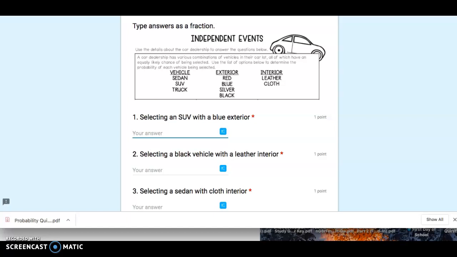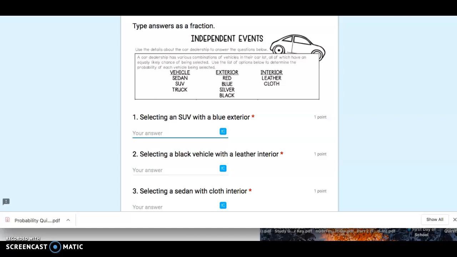So yesterday we talked about independent events. And we know that we have to multiply the two events by each other, so we're multiplying fractions to get the probability of those two independent events happening. So let's look at the question here.